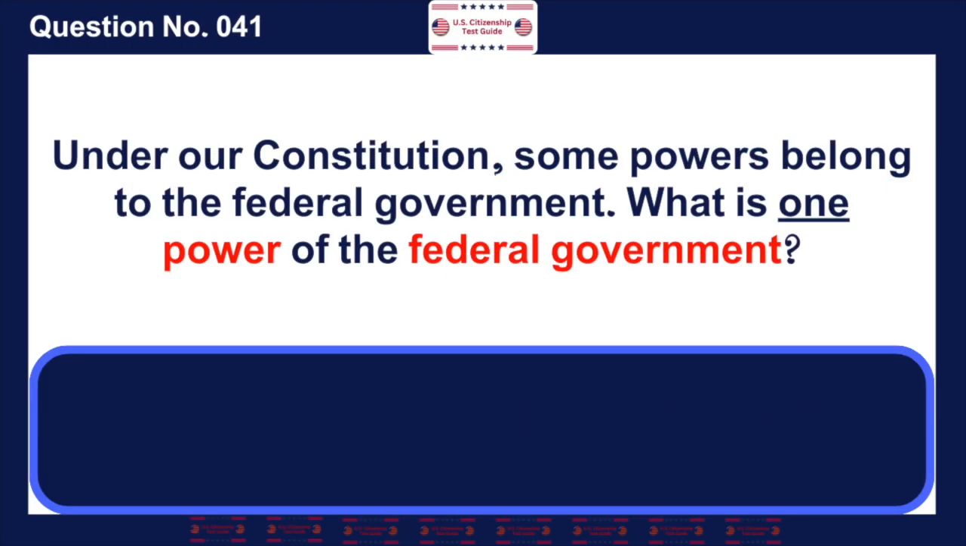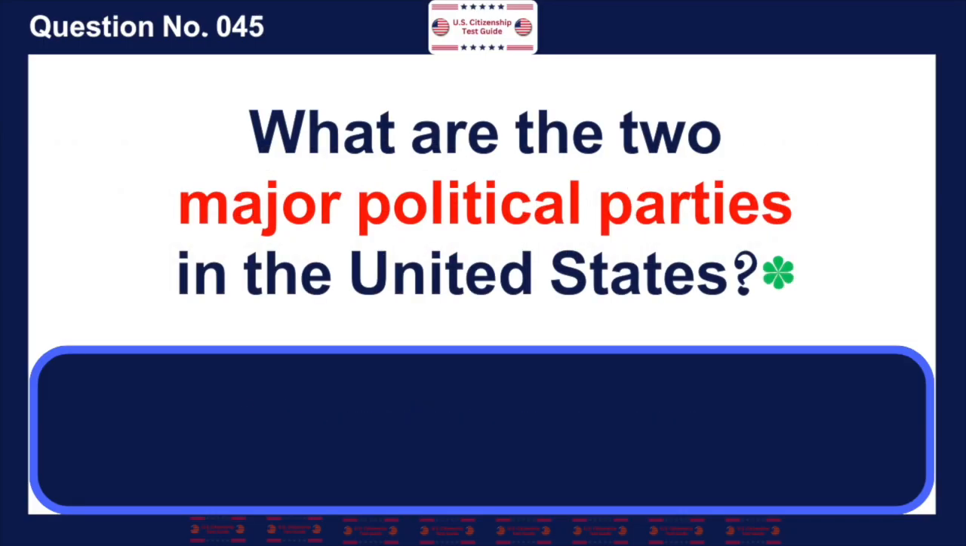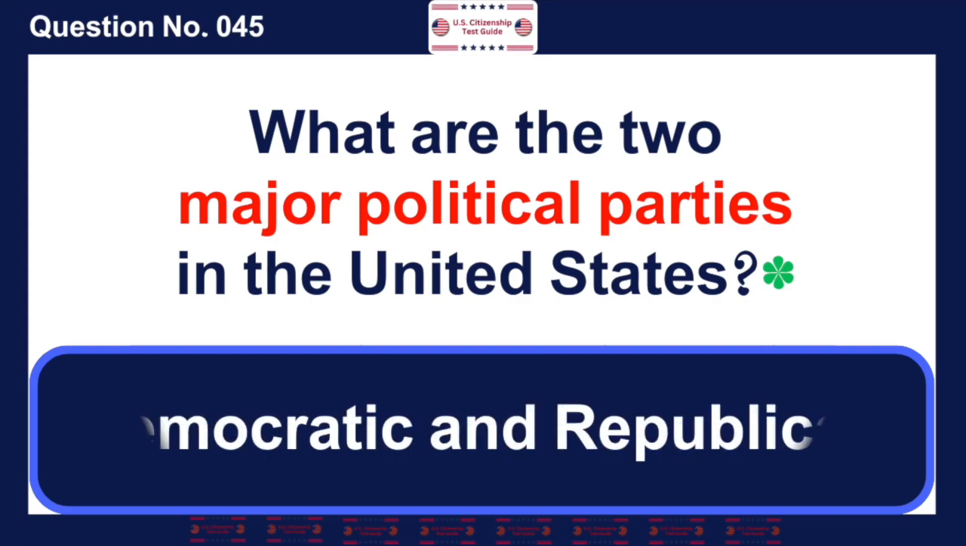Under our Constitution, some powers belong to the federal government. What is one power of the federal government? To print money. What are the 2 major political parties in the United States? Democratic and Republican.